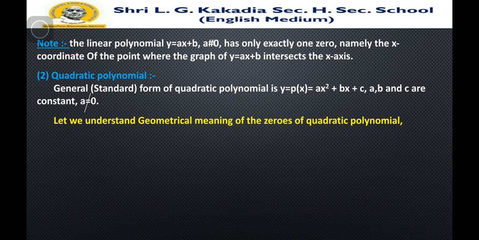So let me explain the geometric meaning of the zeros of a quadratic polynomial by a given example. Here y is equal to p of x is equal to x square minus 3x minus 4 is a quadratic polynomial and its degree is 2. So now let me first factorize it and find the zeros of the given polynomial. Then afterwards we find the zeros of the polynomial by geometric meaning.